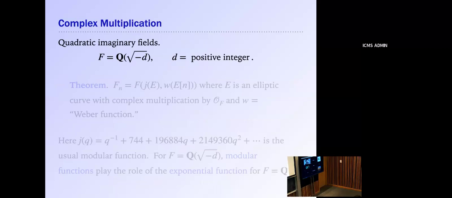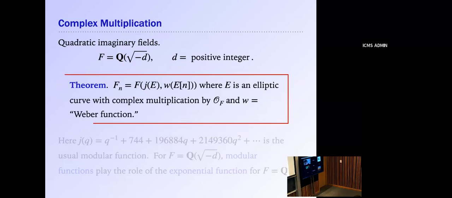So let me give you the one other case that's classically known where we can generate the maximal abelian extension of a number field. And that is when the number field in question is a quadratic imaginary field, Q adjoin root negative D, for D a positive integer. Then one of the fundamental famous theorems of complex multiplication is that the field that I denoted F_n before, the narrow ray class field of conductor n, is obtained from F by adjoining first the j-invariant of an elliptic curve with complex multiplication by the ring of integers of F.